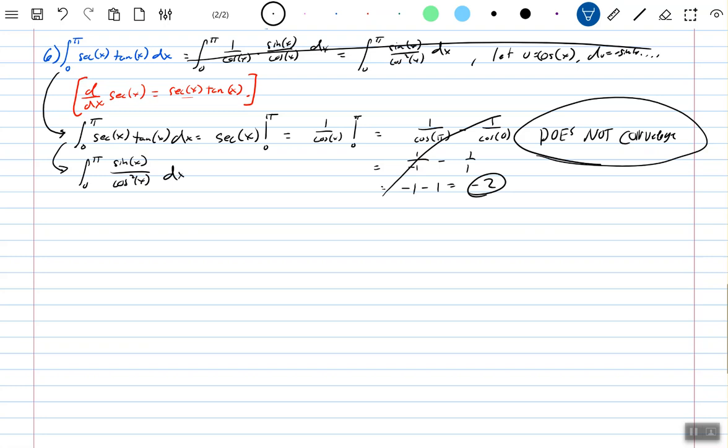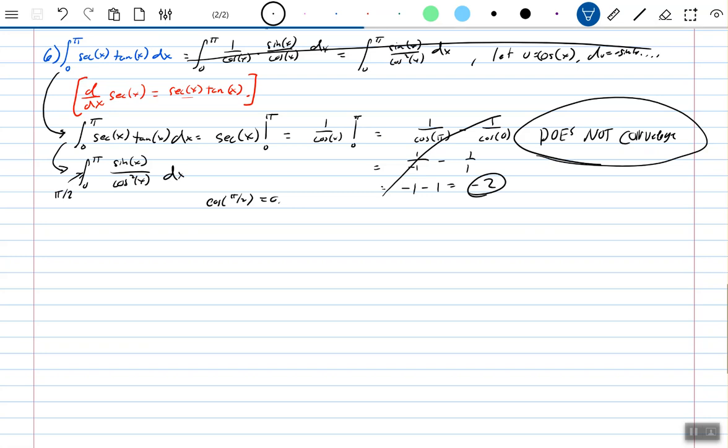But to do this integral on this interval, we need sine of x divided by cosine squared of x to exist everywhere. We need it to be continuous. But there's a problem. Pi over 2 lives in here, and cosine of pi over 2 is actually equal to 0. So in this interval, there is a division by 0. That's not a hole, it's a problem. There's a pole there. There's an asymptote.